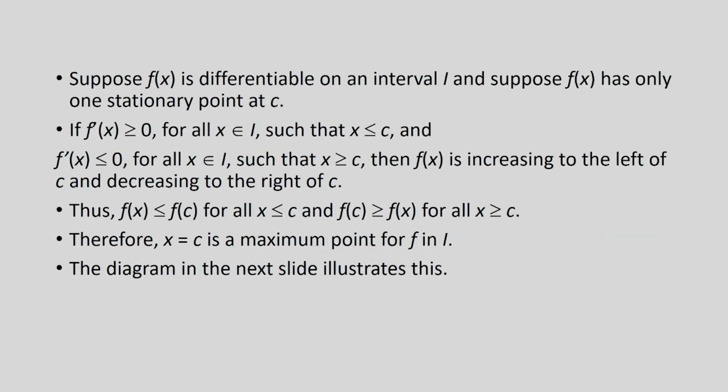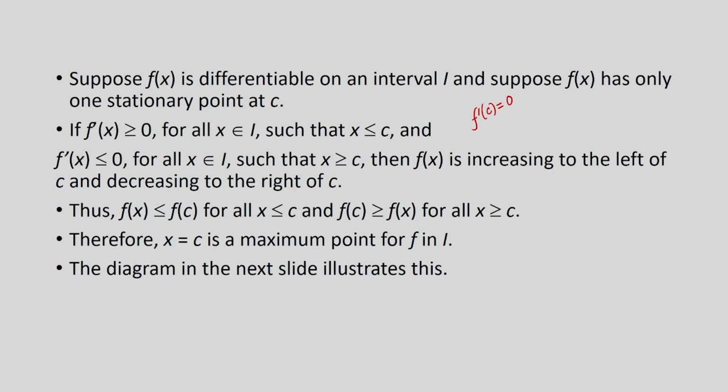Now, suppose f(x) is differentiable. So, the problem of differentiability is not there, suppose, on an interval I, and suppose f(x) has only one stationary point at small c. So, just one stationary point is there. So, that basically means that f dash of c is equal to 0.